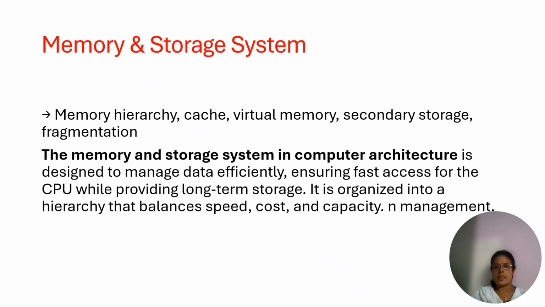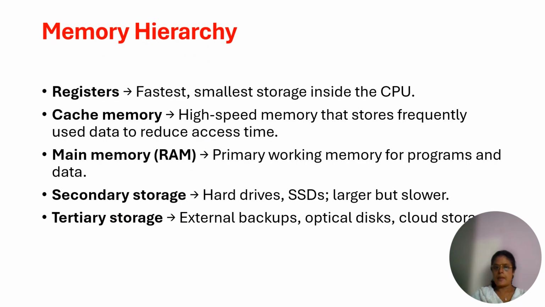The next topic is the memory and storage system. In memory and storage, the main things are memory hierarchy, cache memory, virtual memory, secondary storage, and fragmentation. The memory and storage system in computer architecture is designed to manage data efficiently and ensure fast access for the CPU while providing long-term storage. It is organized into a hierarchy that balances speed, cost, and capacity. The memory hierarchy starts with registers, then cache memory, main memory that is RAM, secondary storage devices, and tertiary storage devices.